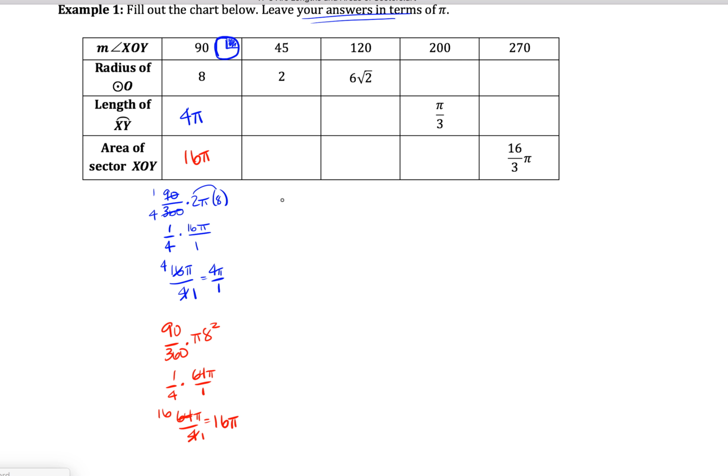So for the arc length, I'll have 45 over 360 times 2 pi times 2. 45 over 360, now that's going to reduce. You could probably use your calculator to do that reduction. I think I've shown you how to do that before. It's going to reduce down to 1 over 8. And that's going to be multiplied by 4 pi. So we put the 4 pi over 1.